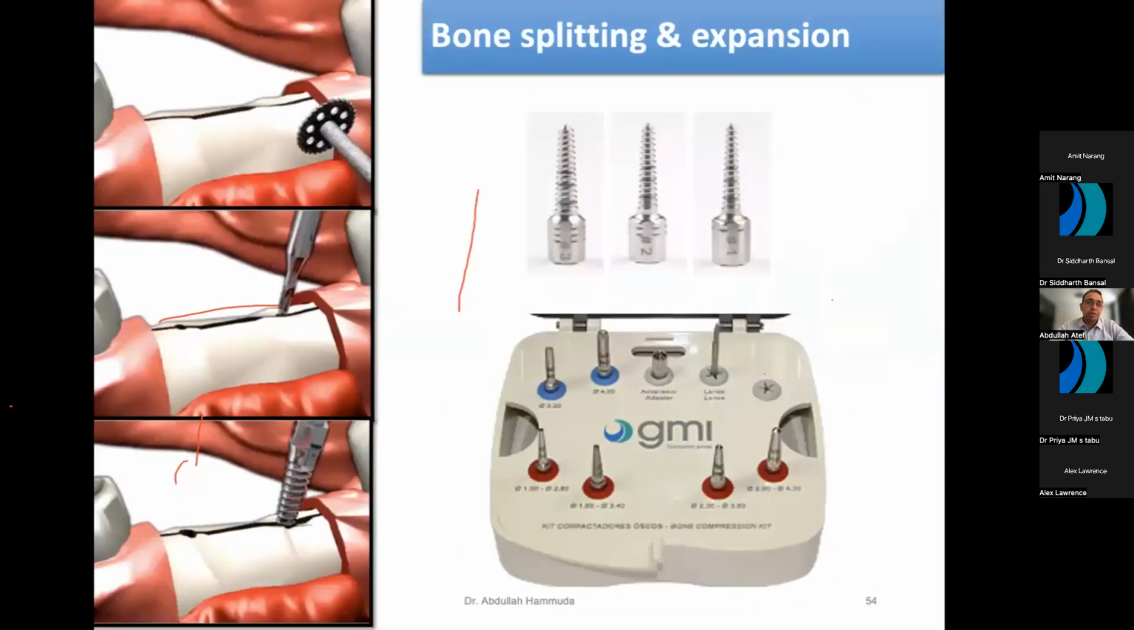In the mandible, because the bone is quite harder, we use a disc or bur in cutting the mandible, and we make a controlled expansion.